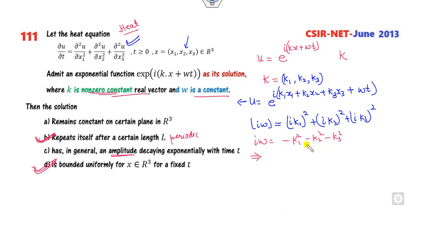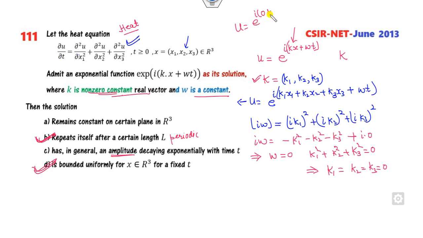Now you can equate the coefficient, real and imaginary part. Omega will be 0 and this part will be 0. But since it is a square value, square value can never be 0, so it means it will be individually 0. Fine. So once k1, k2, k3 are 0, it means k is 0. So you can substitute here. So u is 0, omega is also 0. So it means this is my 1. So that's a constant function.